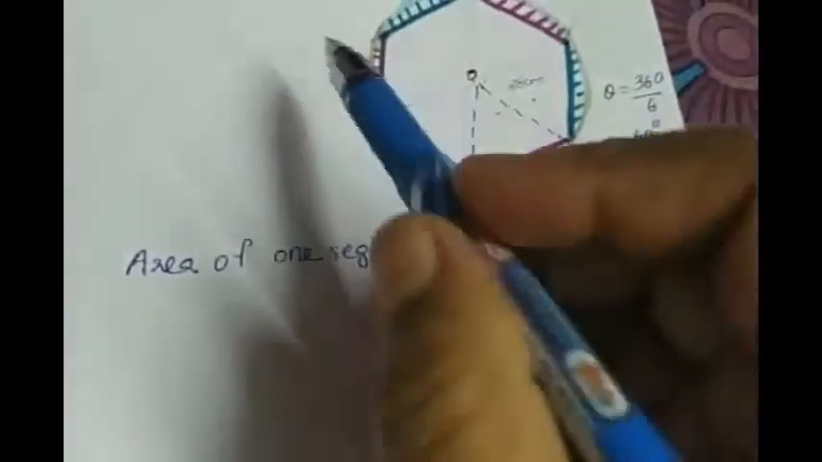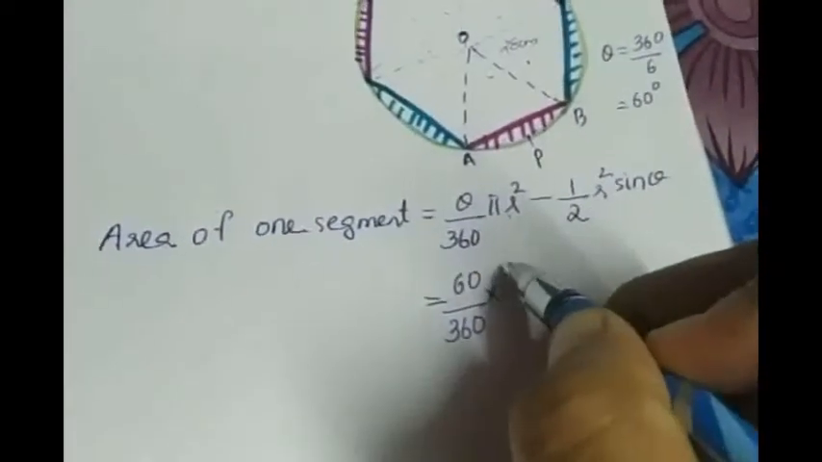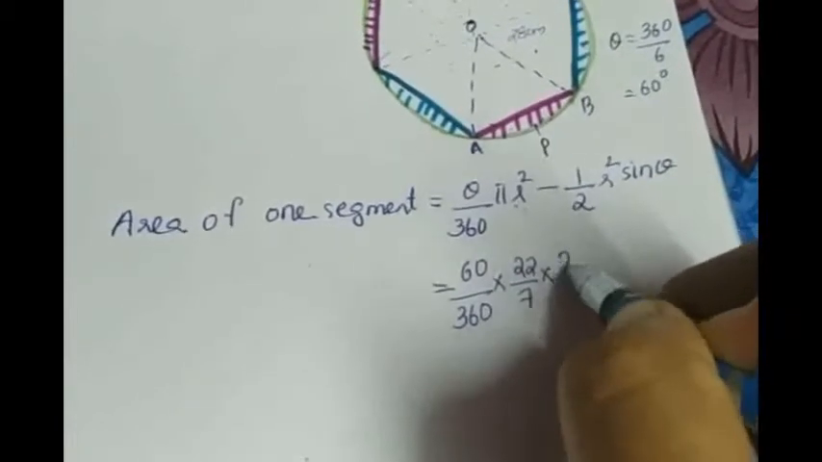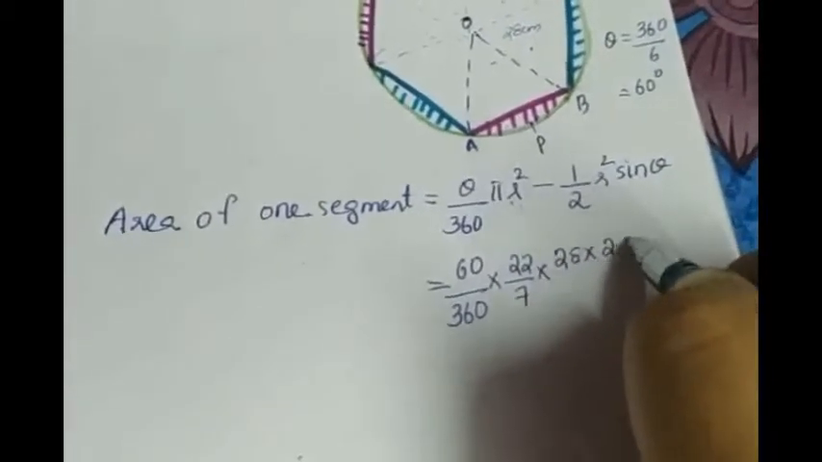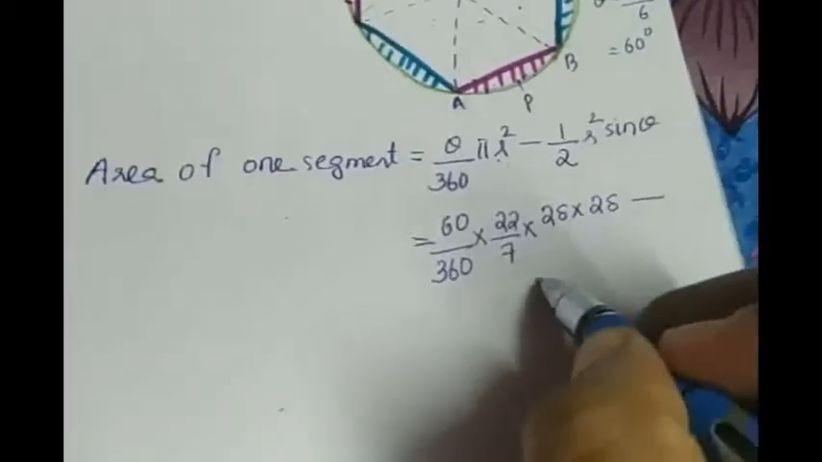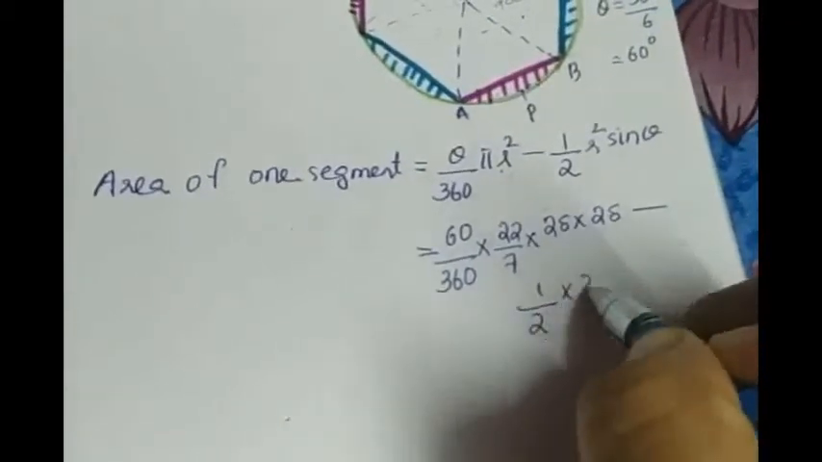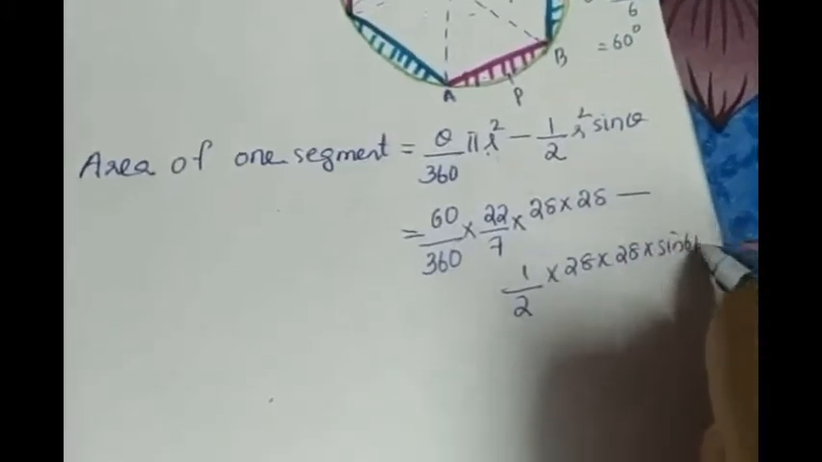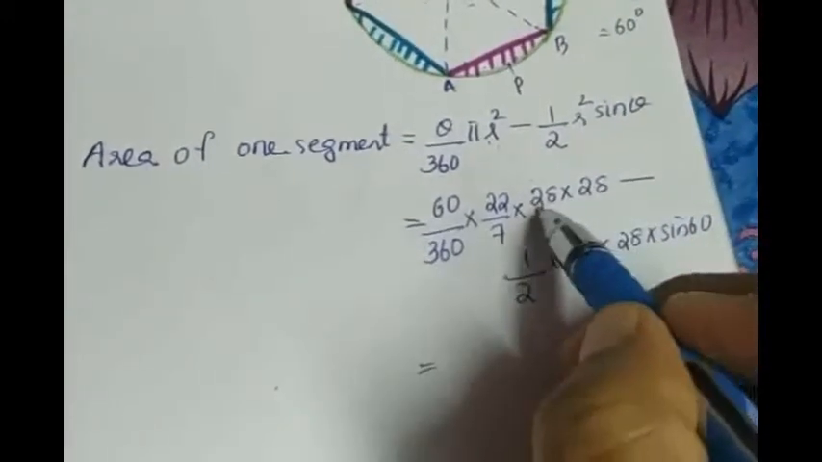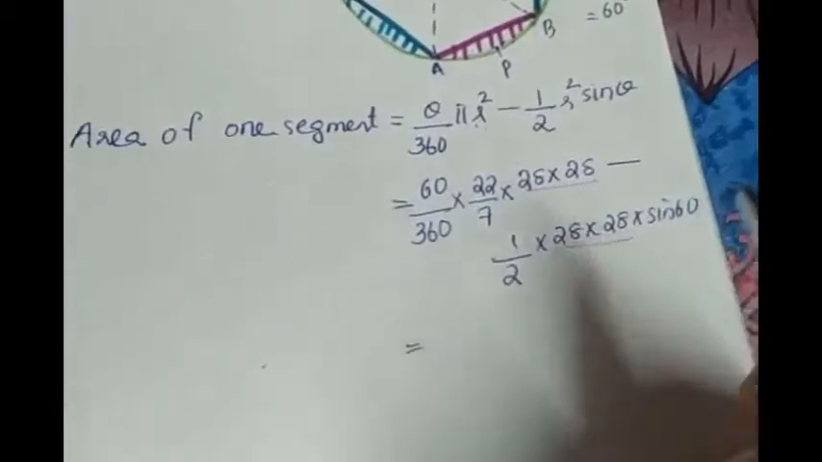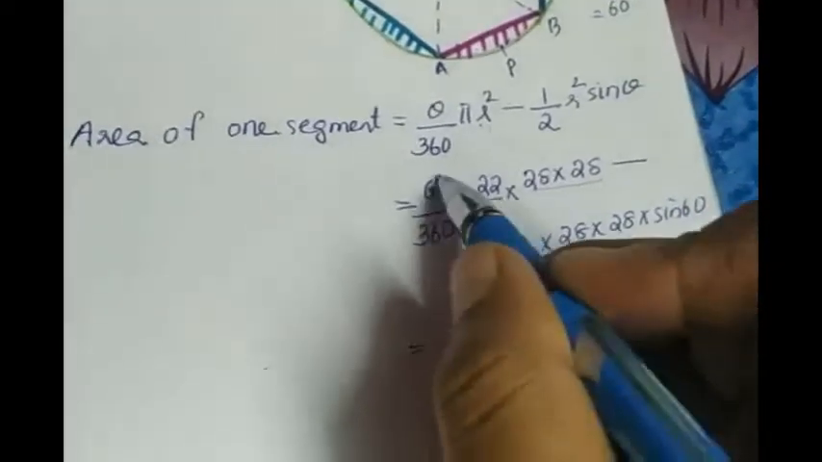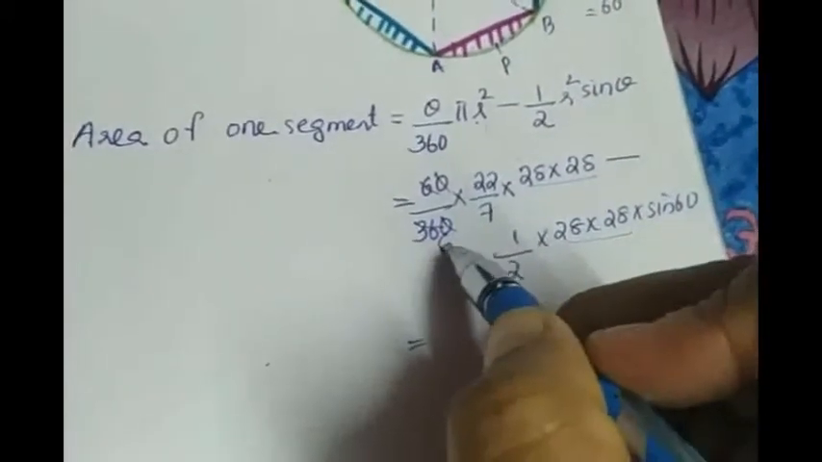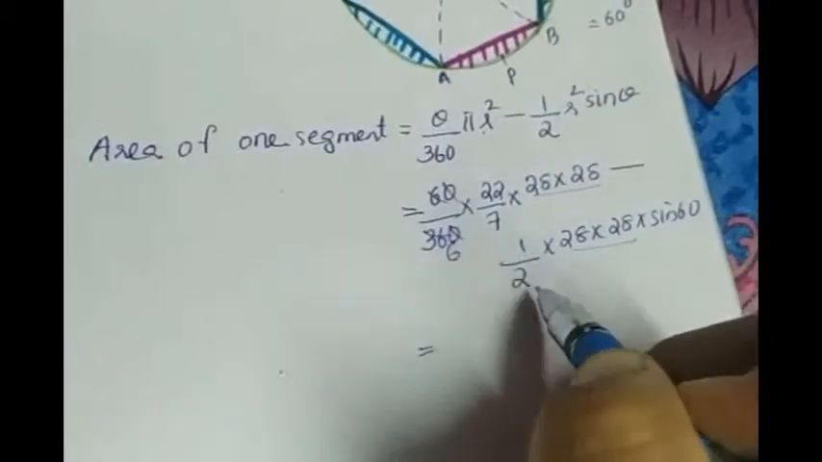The value of pi is not mentioned here. So we can take it as 22 by 7 into r square. Radius is given as 28, so 28 square will be 28 into 28, minus half into again r square, that is 28 into 28 into sine 60. Okay, so what is common? 28 into 28 is common for both the terms. Again, if needed, 0 can be cancelled. This can be cancelled 6 times. Again, from here, we can take 2 as common.